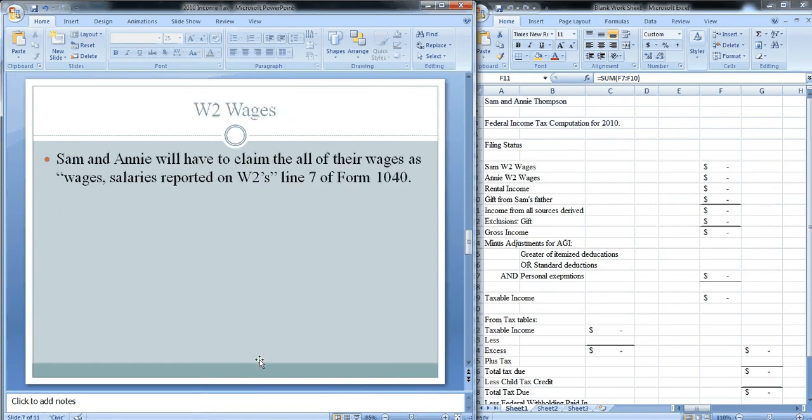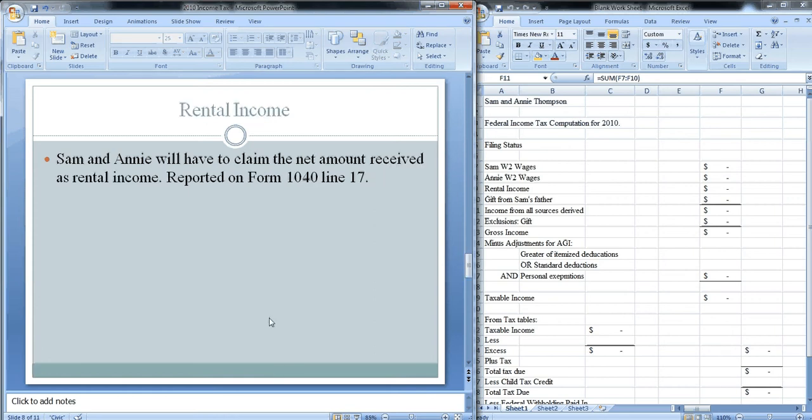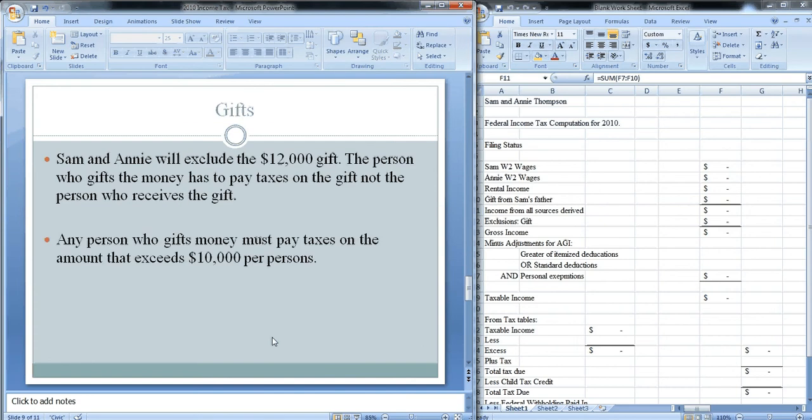Alright. And they're going to have to claim all of their W-2 wages, which is reported on line 7 of Form 1040. And then they're going to have to claim that rental income that they received, and that's going to be reported on line 17 under the income portion of Form 1040. Alright. And then the gift.